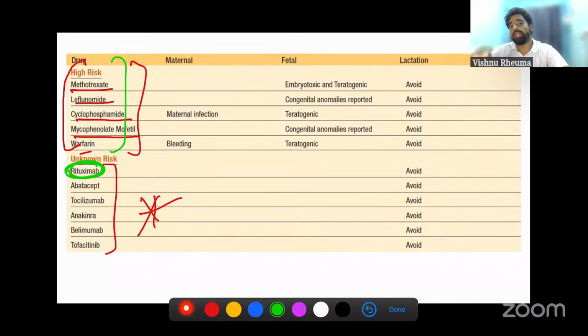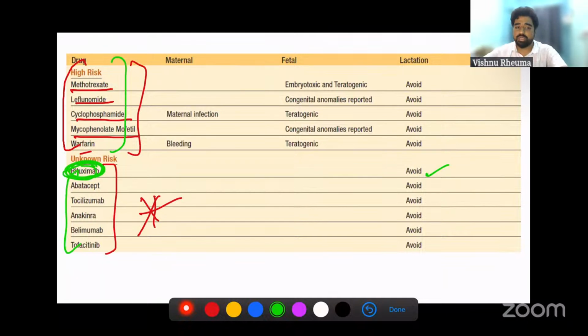So rituximab sometimes, especially in third trimester, etc., is given in pregnancy. Again, you have this risk of immunosuppression in the fetus, but what to do? You have to take care of the mother first. So rituximab is still given, although it is unknown risk and avoid is there, but it is still okay to give rituximab. Others, we have very less data and better to avoid them.